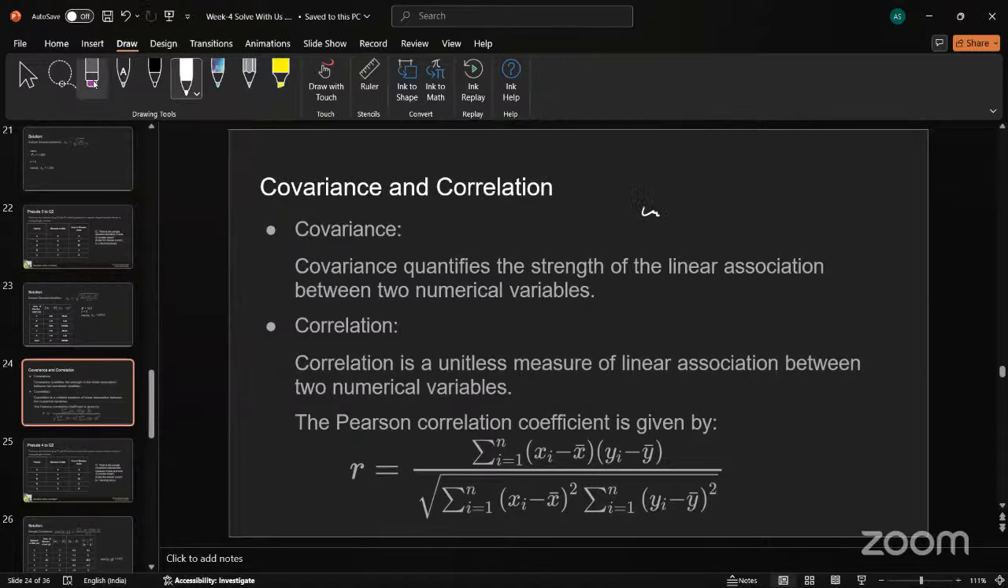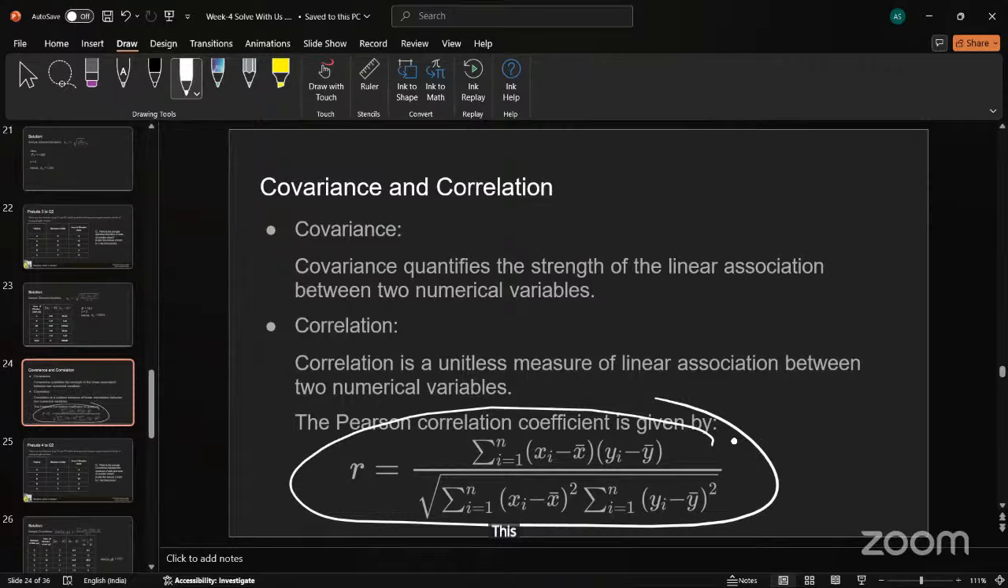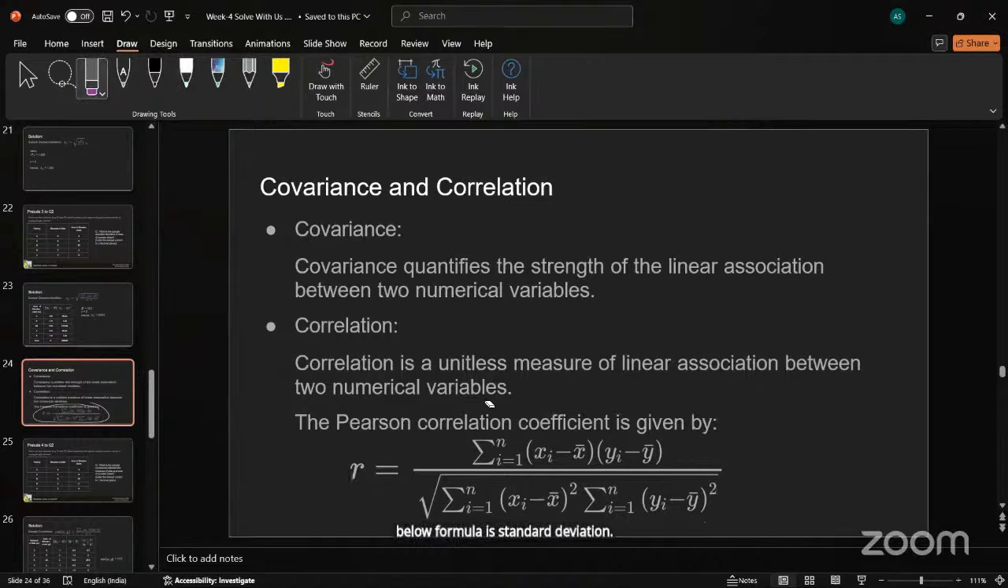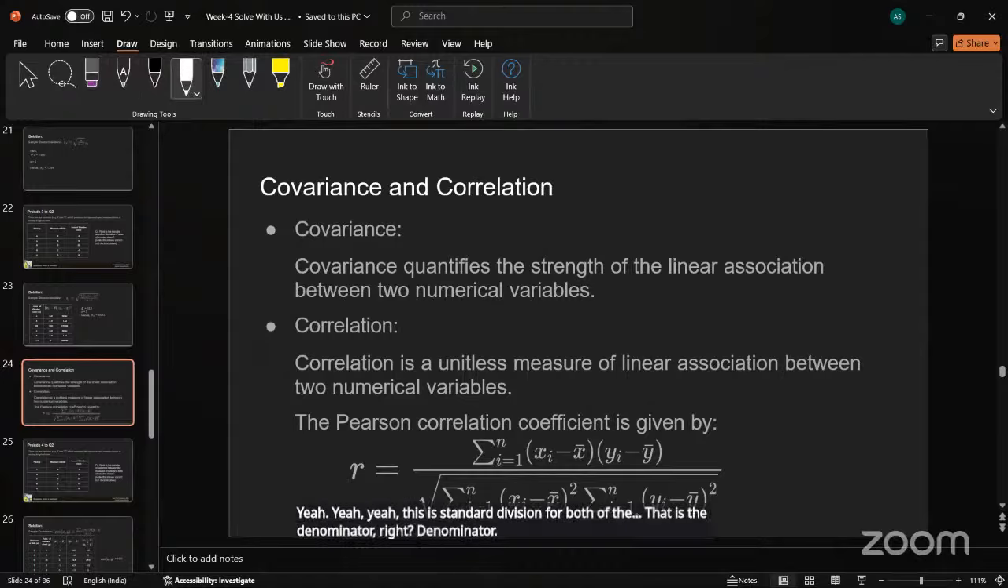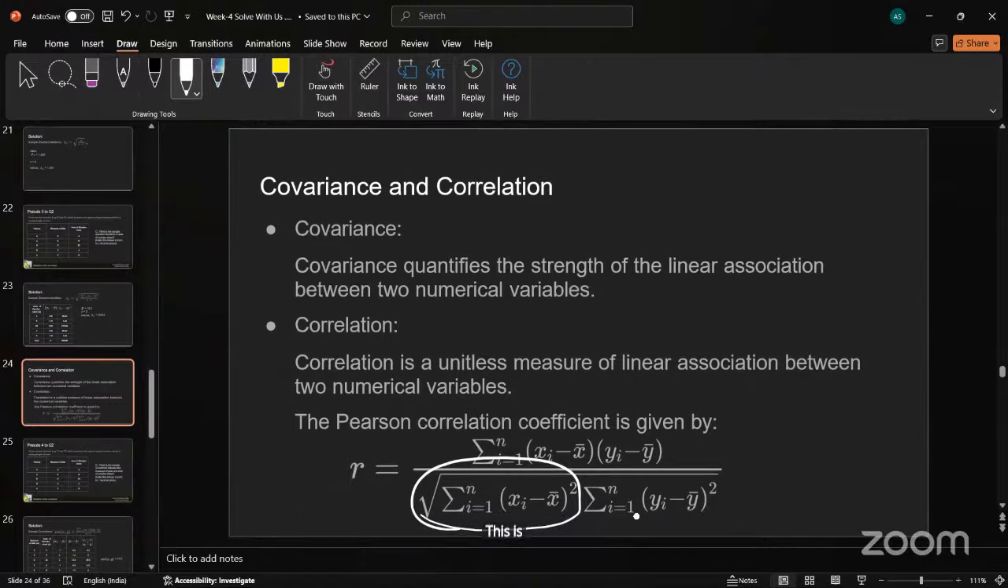Below is the formula for standard deviation for both. This is the standard deviation, the denominator, right? This is the standard deviation for the first variable, and this is the standard deviation for the second variable.